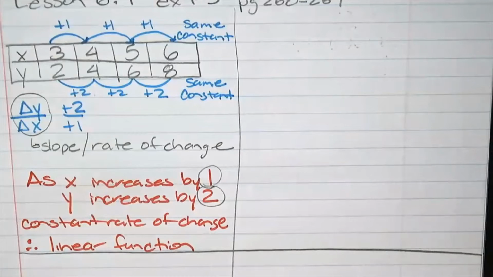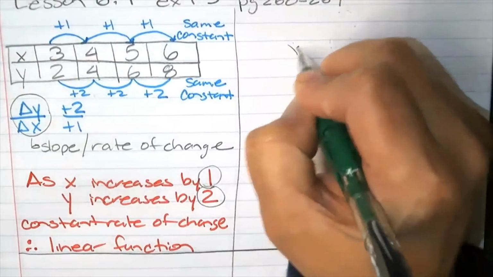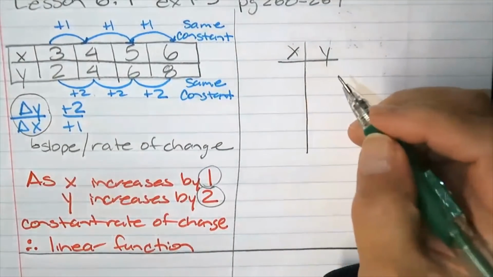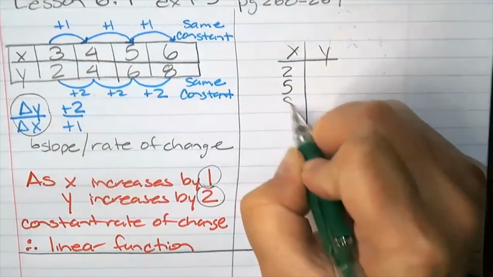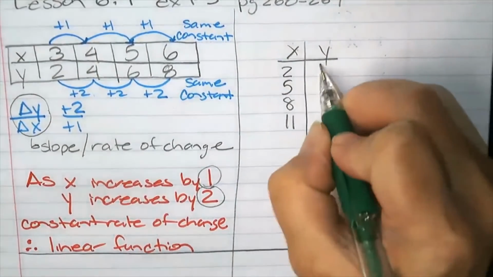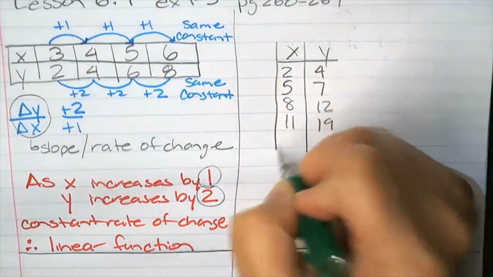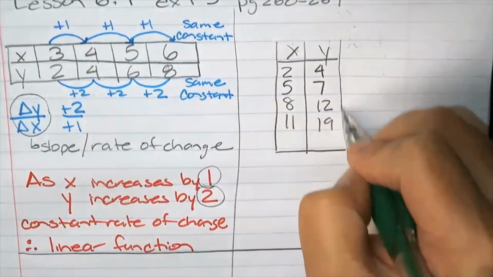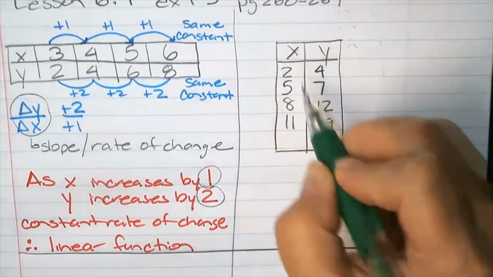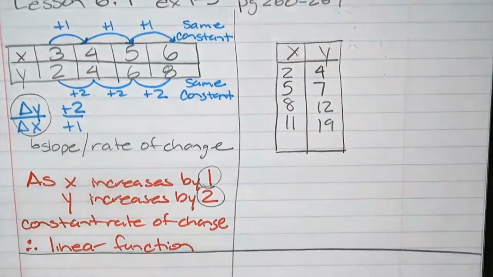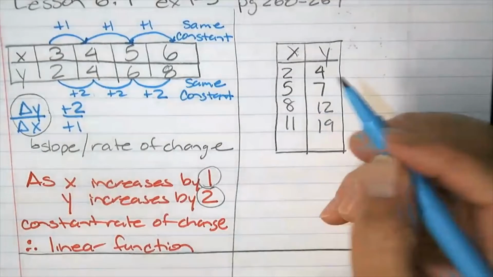Okay, let's look at another one. This time they've given me a vertical table. Now this is a function. Every input has only one output. Every X has only one Y. So it is a function. We want to know if it's a linear or nonlinear function. So to do that, we have to look at our changes.